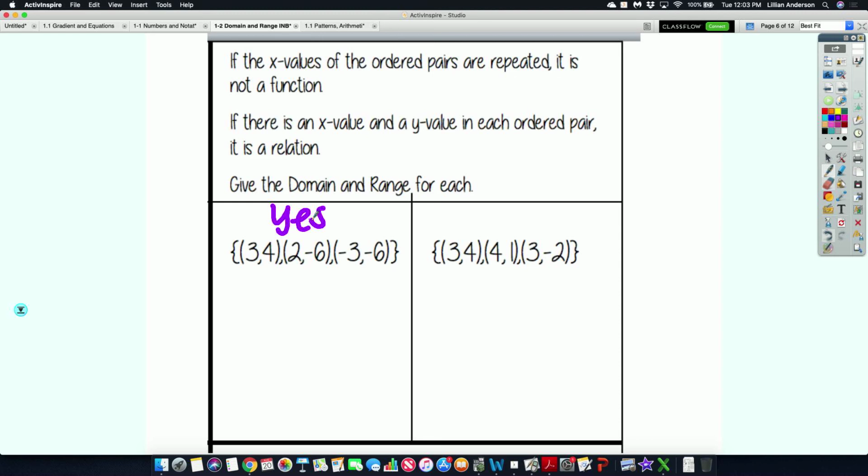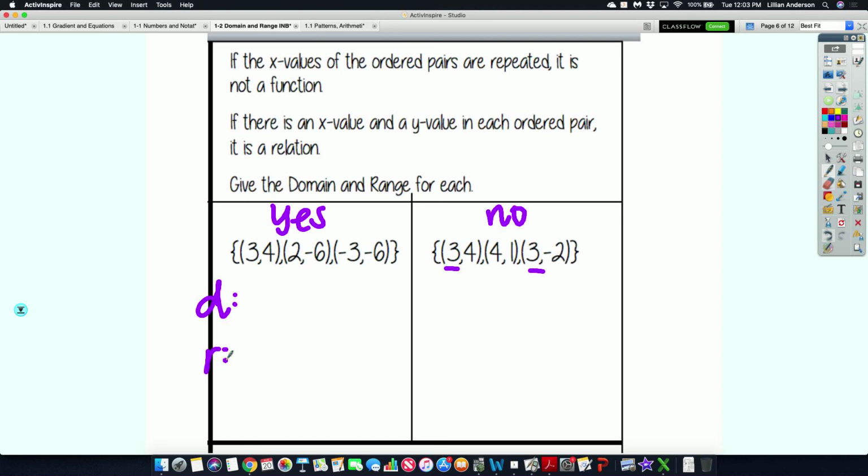What about the example on the right? No. The 3 repeats. Okay? But just because it's not a function doesn't mean we can't find the domain and range. We're still going to find the domain and range. Okay? And to me, you always want ordered pairs because they're the easiest to do domains and ranges.